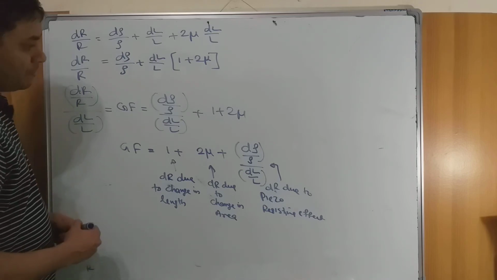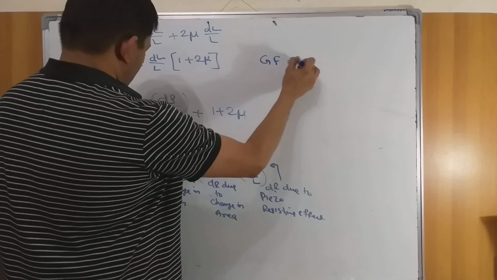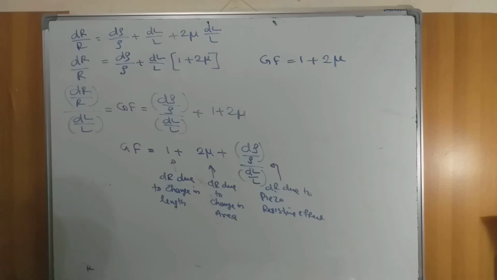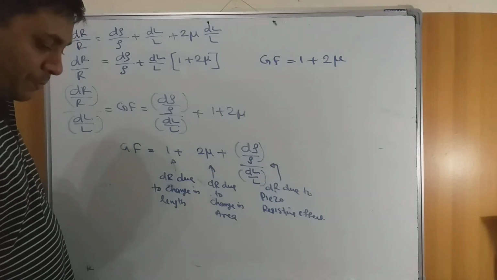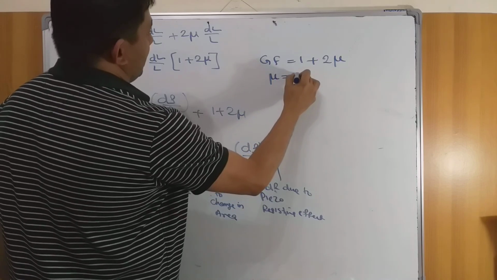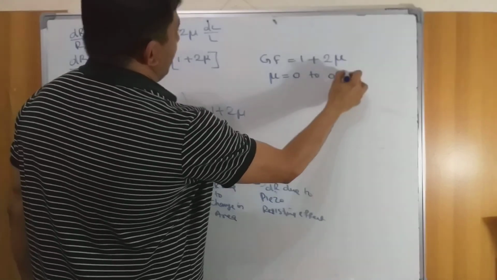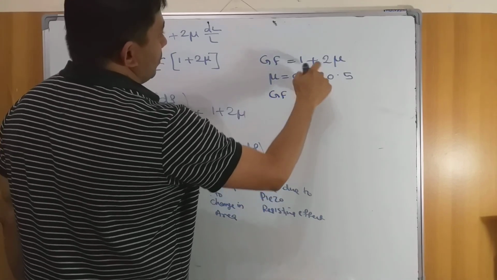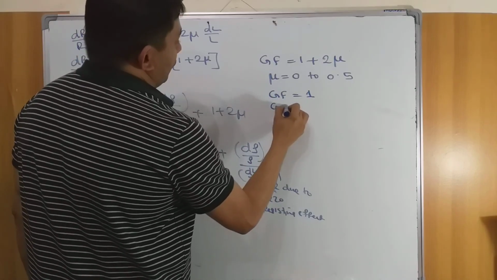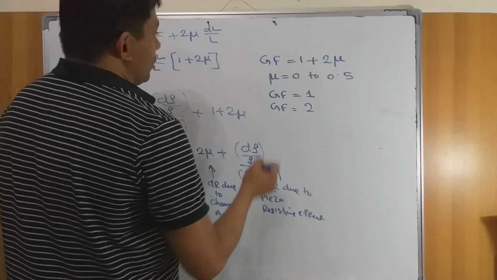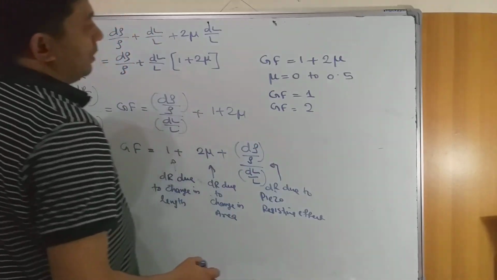So this particular equation can be simplified as the gauge factor is equal to 1 plus 2 mu. Here mu is the Poisson's ratio, and practically, for structural materials, Poisson's ratio normally ranges from 0 to around 0.5. If you substitute 0, you end up with a gauge factor of 1. And if you substitute 0.5, it is going to be 1 plus 1, which is somewhere around 2. So depending upon this Poisson's ratio, you may have different values of the gauge factor.